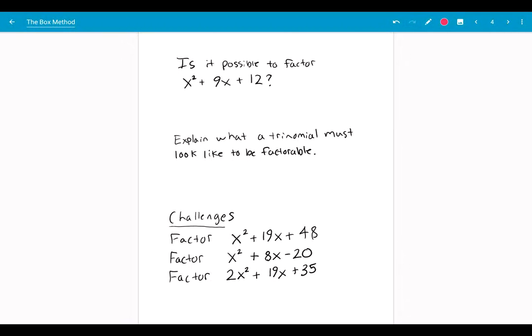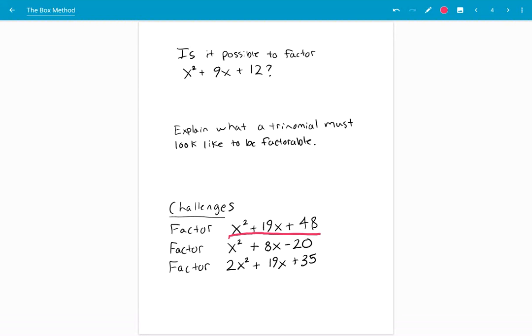Just want to help you with the last three problems in your classwork and then talk to you about the homework. Real quick, this first one, x squared plus 19x plus 48. The way I like to approach these problems, I always like to look at my last number, because these are the ones that we find numbers to multiply to. And then the middle term is the number that we're going to find things to add to.